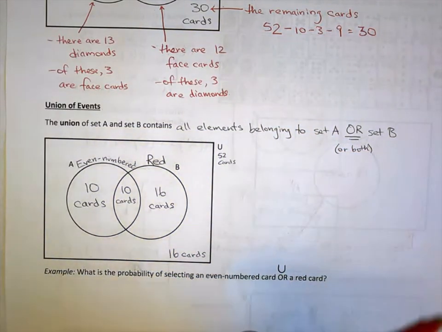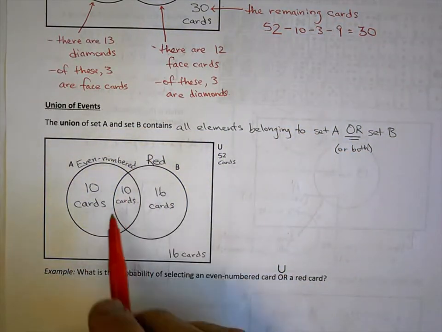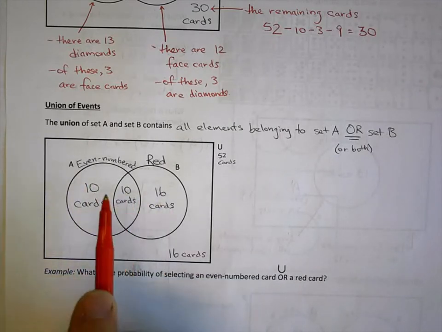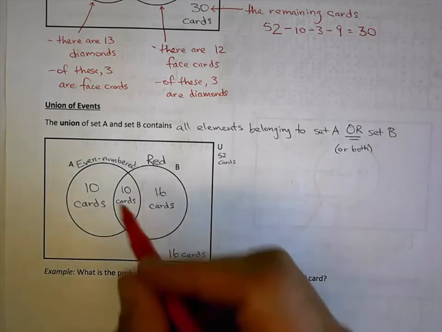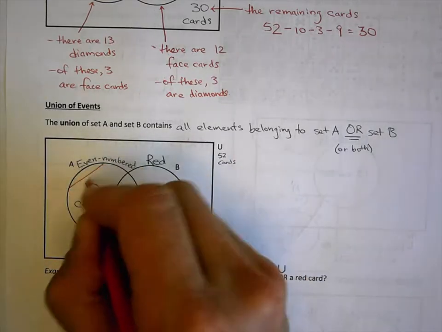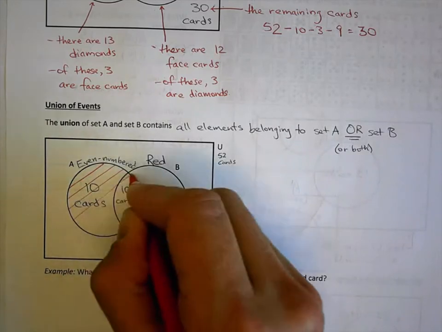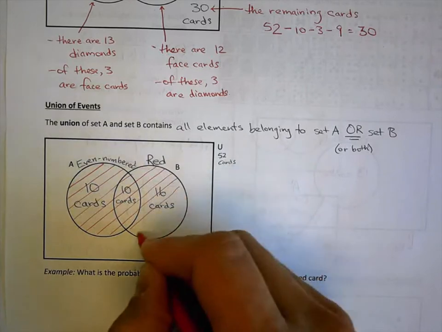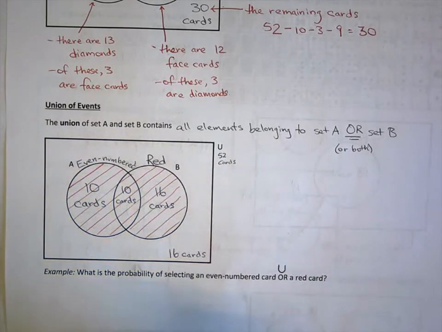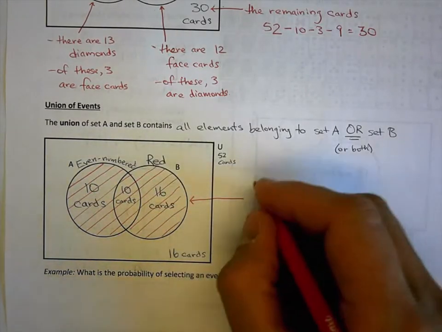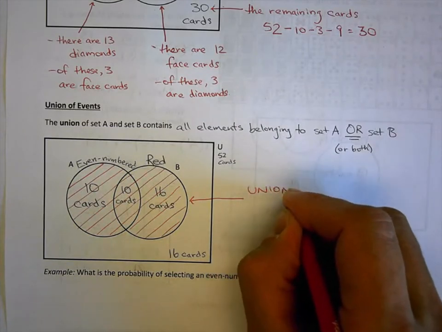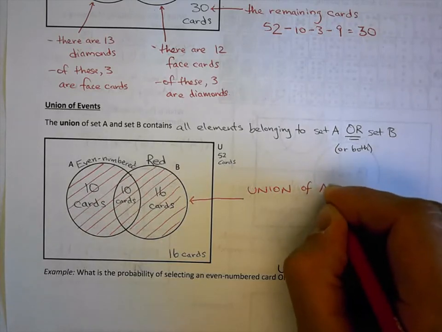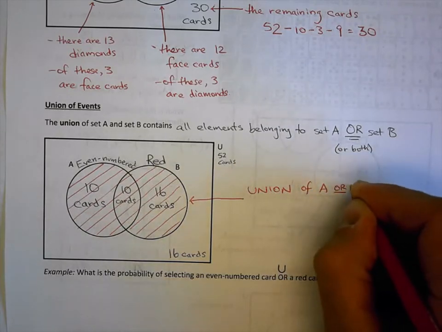Okay, so when I say the union, I'm talking about you can be either even numbered or red or both. So I'm talking about all of these cards. So I'm just going to shade in the entire thing. The union here is both circles. So what I've just shaded is the union of A or B.